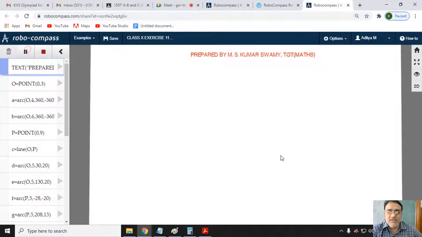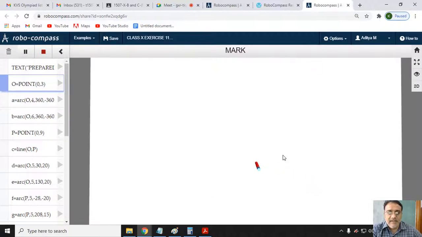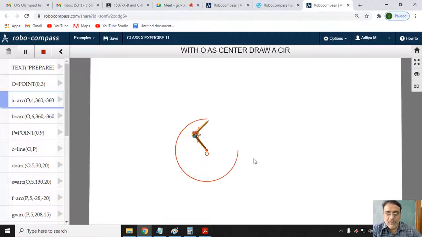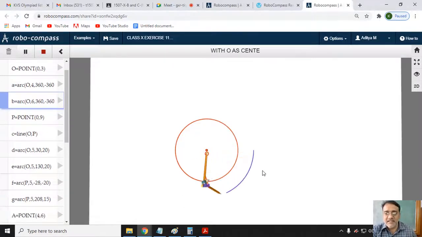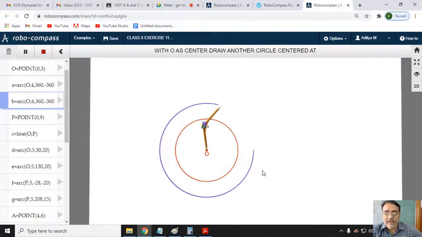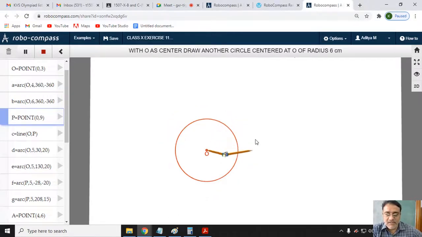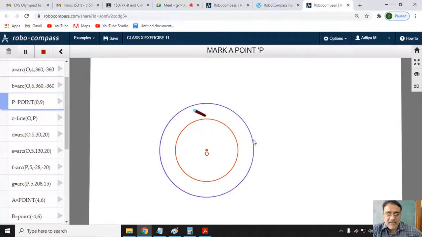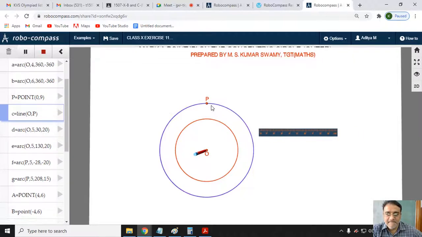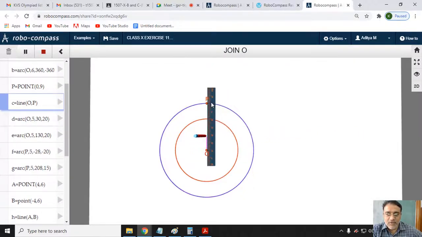So now we are going to start. First we'll take point O, and with center O and radius 4 centimeter we are going to draw one circle. Again with center O and radius 6 centimeter, the concentric circle we have to draw. So this is radius 6 centimeter. Now we are going to take one point P. Okay, so join OP.